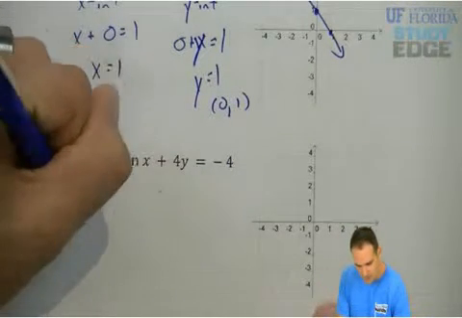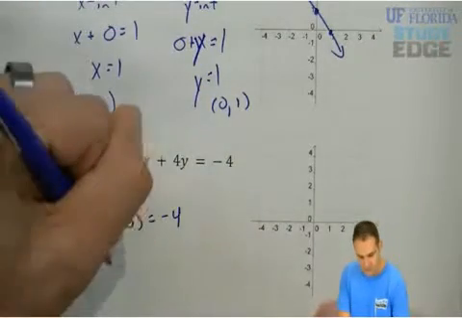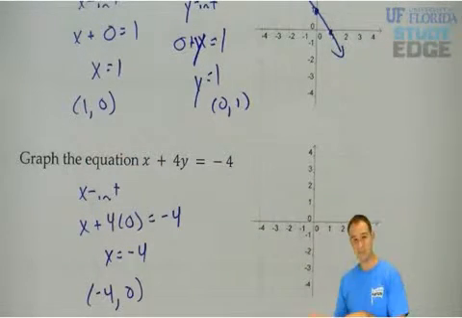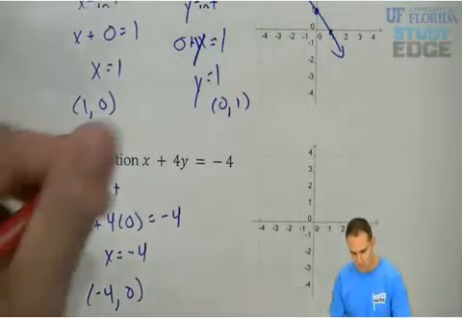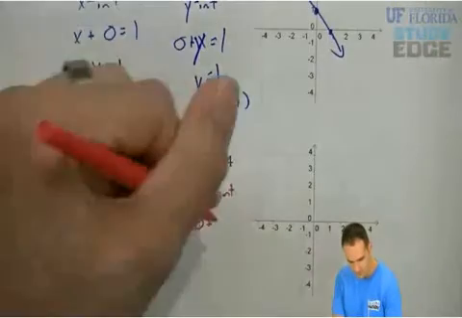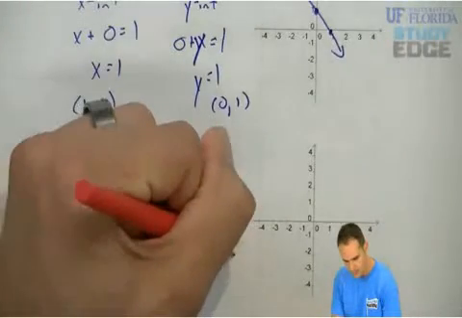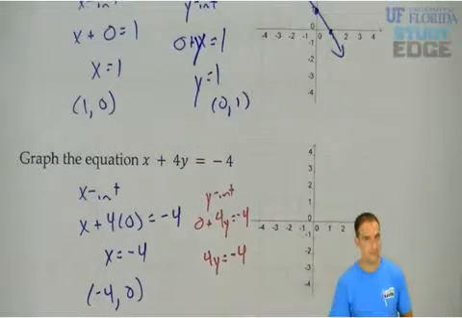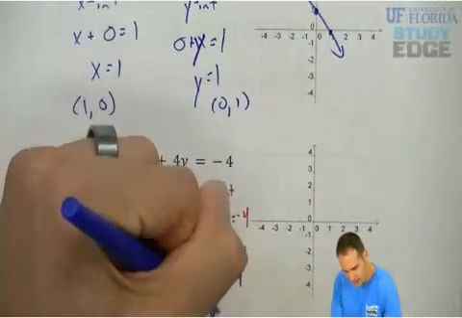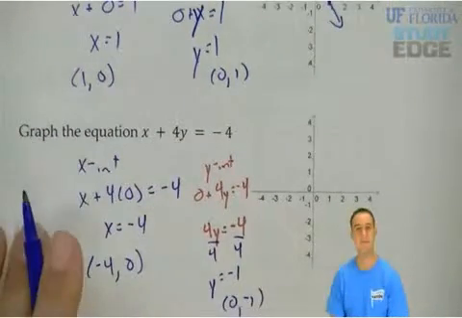The x-intercept is when y is 0. 4 times 0 is 0. And you have the x-intercept of negative 4, which remember is negative 4 comma 0. The y-intercept is when x is 0. 0 plus 4y is 4y equals negative 4. Divide both sides by 4, and you'll get y equals negative 1, which is 0 comma negative 1.